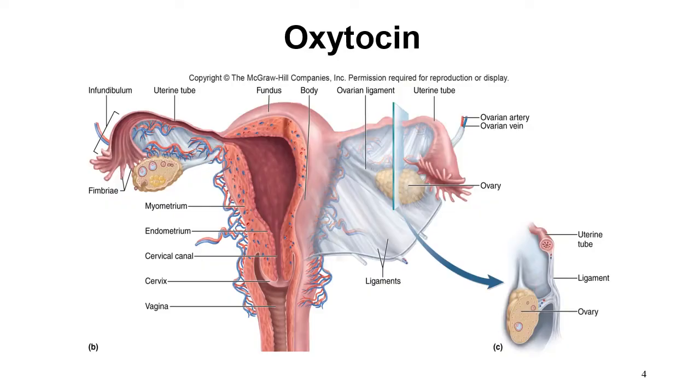So in this slide, we're going to discuss the hormone oxytocin. Oxytocin, if you recall, is a hormone secreted by the posterior pituitary gland. Oxytocin is going to have two target tissues. One is the mammary gland, and more importantly, the uterus. Oxytocin's job is to cause the uterus to contract during childbirth.